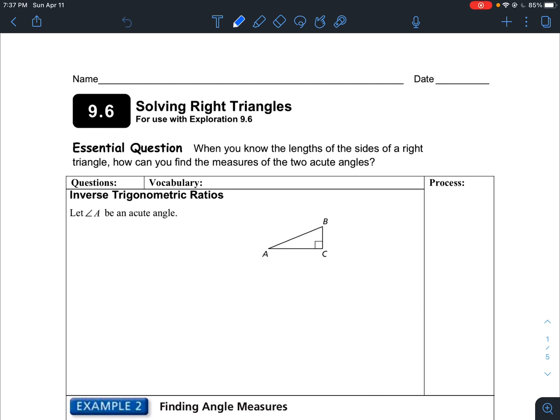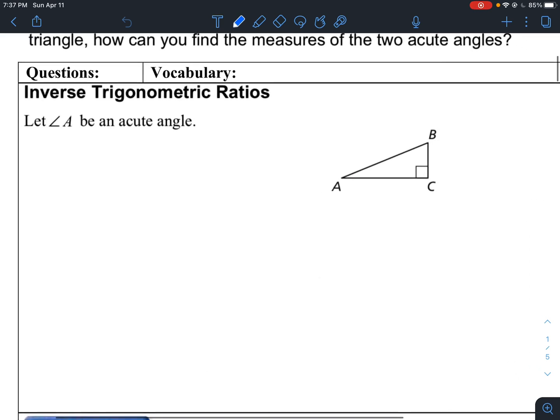So I know we took a test. This will be the last unit. Probably have a quiz on it instead of a test. But 9.6, we're going to talk about solving right triangles. And we'll talk about what that means in just a sec. But before we get to that, let's talk about finding angles.